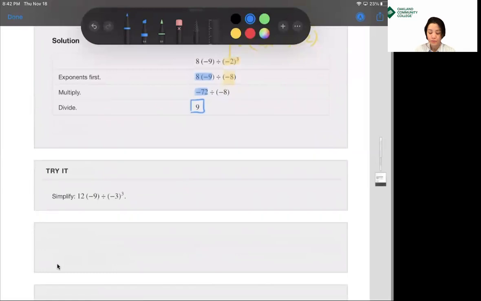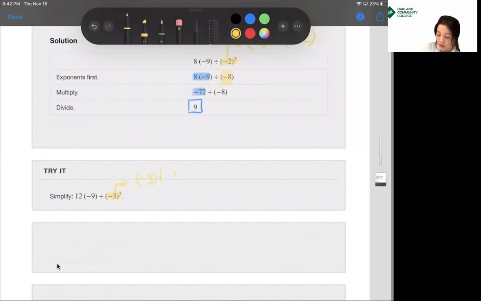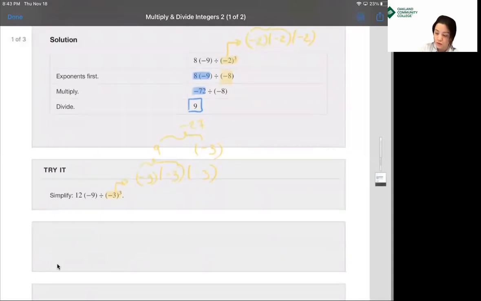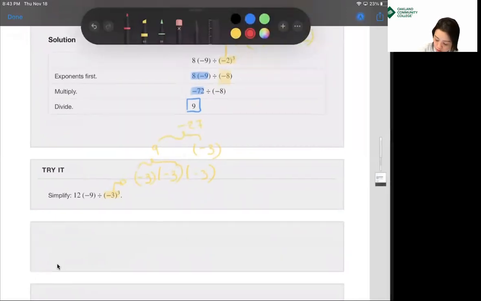Let's simplify this problem. First, I'm going to simplify the exponent. So (-3) cubed. Let me write it out here. That means -3 times -3 times -3. -3 times -3, that's +9. And then multiplying by the last -3 gives you what? -27. Right, so let me rewrite down here. Maybe I'll do two steps at the same time. So this one right here is -27.